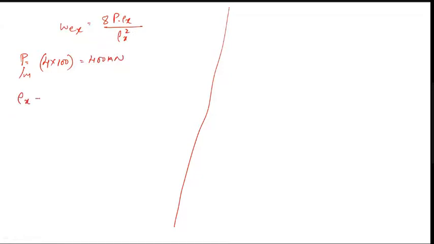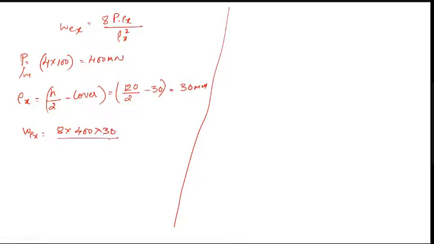I need Ex here. It is given by half of the slab depth minus the cover, therefore it will be 120 by 2 minus cover. We have taken 30 mm for X direction, therefore the E value will be 30 mm. Just substitute in the above case. WEX equals 8 into 400 into 30 divided by 6 square. On simplification, we will get 2.66 kilonewton per meter, load per meter.